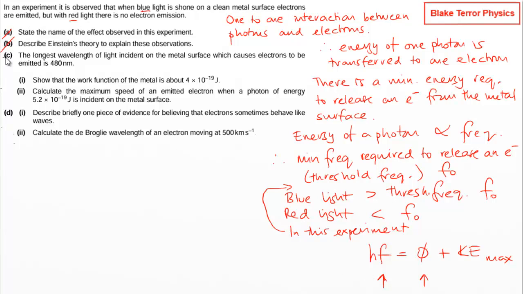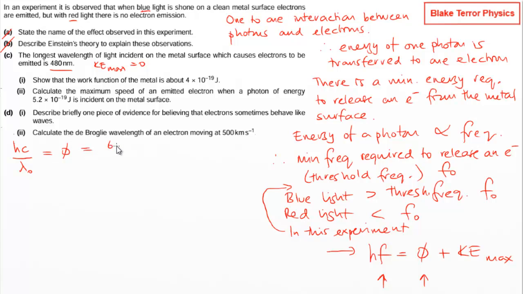Part C: the longest wavelength of light incident on the metal surface which causes electrons to be emitted is 480 nanometers. Right, so we're dealing with wavelengths here. Show that the work function of the metal is about 4 × 10^-19 joules. So if we've got the longest wavelength, this means that our KEmax is going to be equal to 0. So we're rewriting this in terms of wavelength rather than frequency. So we're going to have hc over lambda. If it's our threshold wavelength, that'll be our lambda 0, and that'll just be equal to the work function.